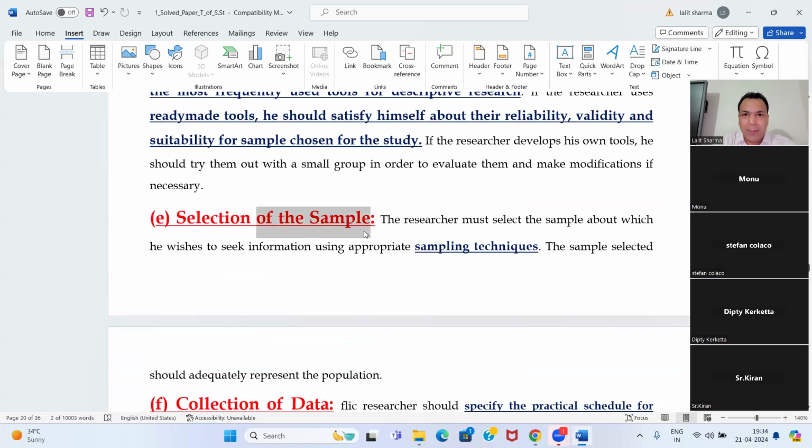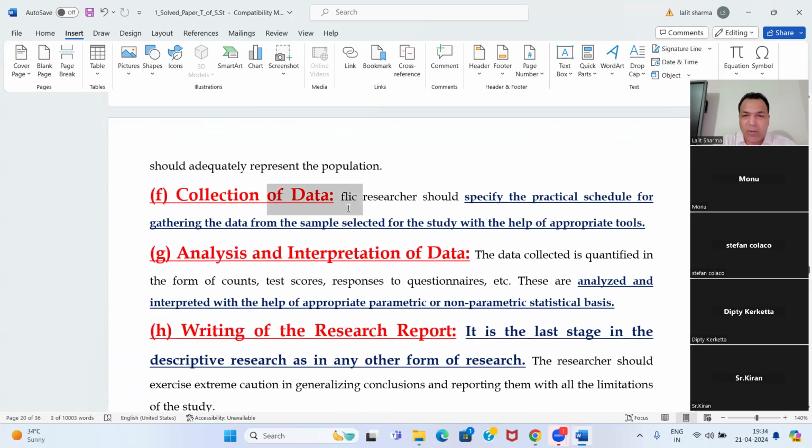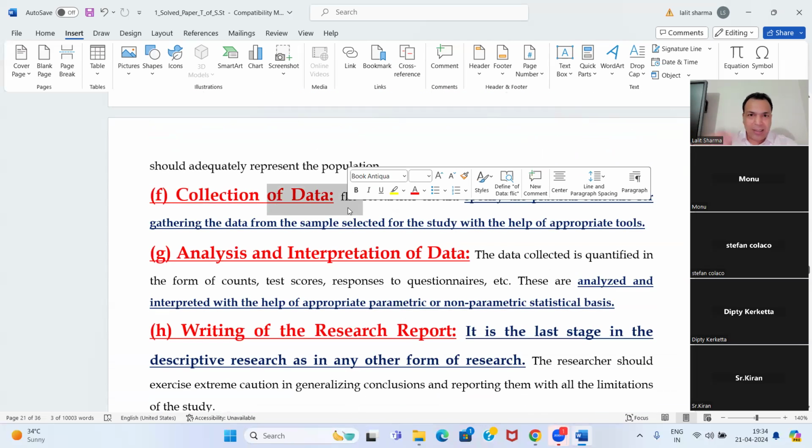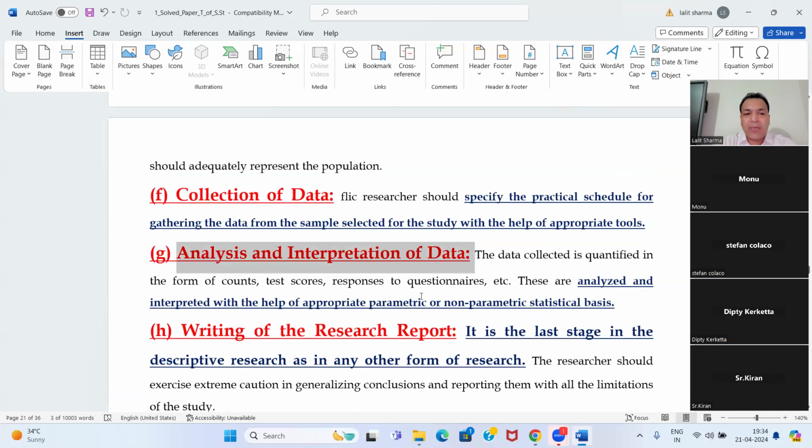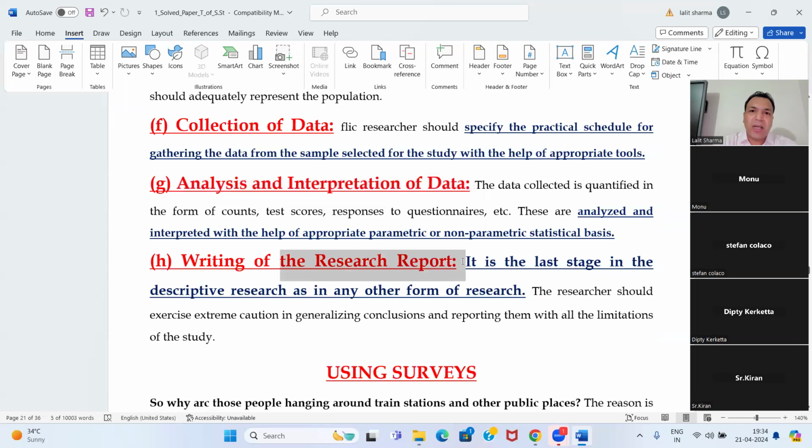Then selection of a sample, right? Then collection of the data. Then you start getting the data. Then analysis and interpretation of the data. And last, in the research report, you will come to know that this is the problem of the student. And you solve that problem, right? So you should have the knowledge of this.